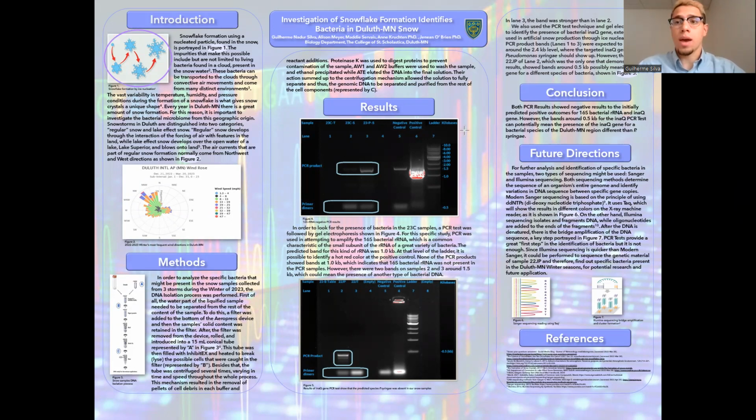And basically, we have two types of snow here. The first of them is lake effect snow. The other one is regular snow. We are more concerned about regular snow because there is wind interference. So basically, regular snow is the interaction with the force in air and with the features in the land.